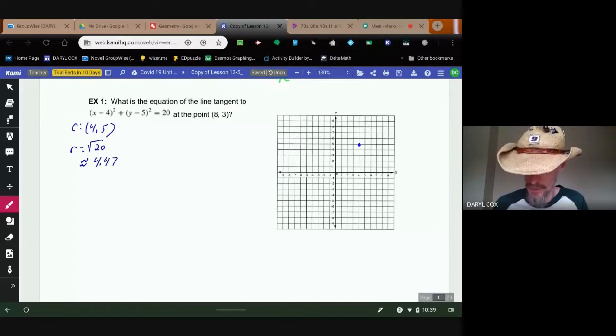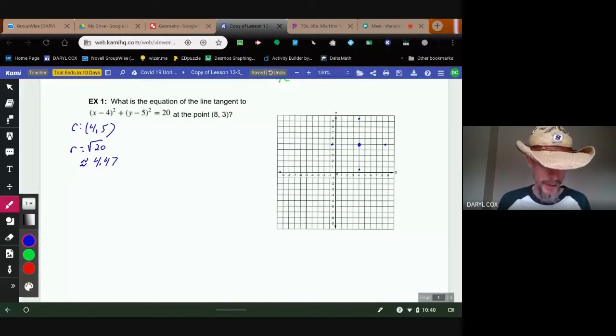So I'll count over 1, 2, 3, 4 and a half-ish, and do the same in each direction from the center. I've also got this point (8, 3). So while I'm at it, I'm going to graph this point (8, 3).